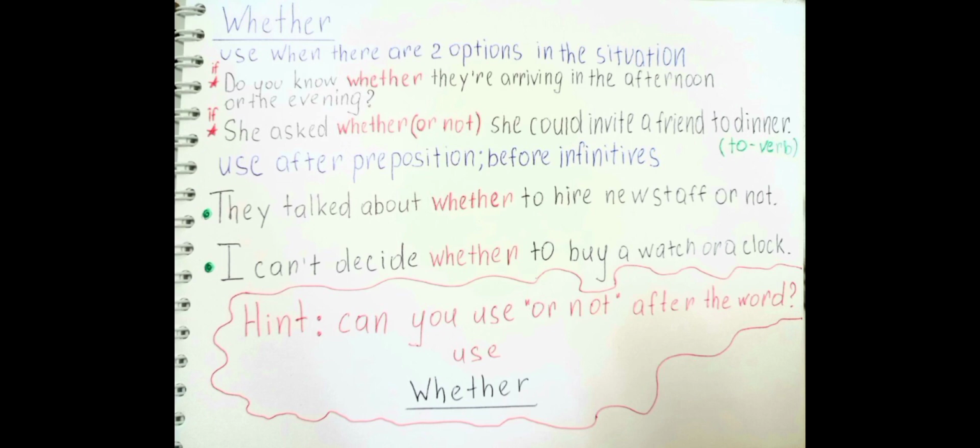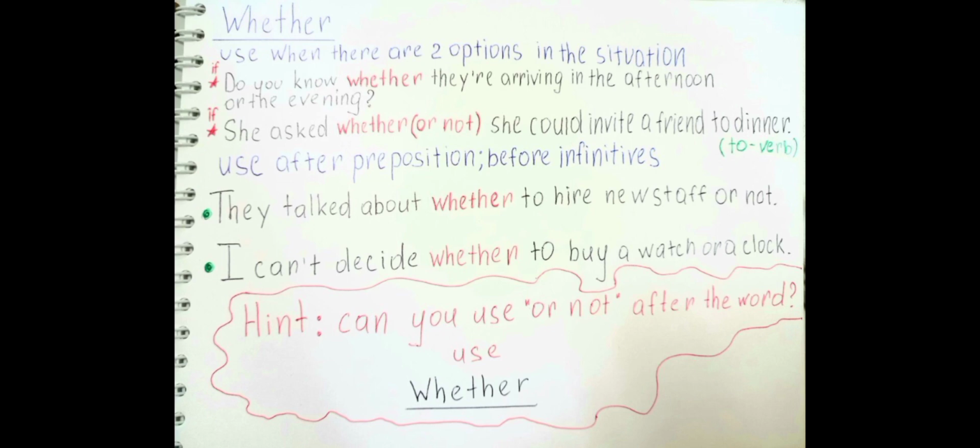So here they talk about if to hire would be incorrect. We cannot use if in this sentence. They talk about whether to hire new staff or not. Here I've included or not, which means they talk about the topic of hiring new staff or not hiring new staff. There are these two alternatives again. So preposition, infinitive verb. This is a really good rule to follow when you are choosing between whether and if.